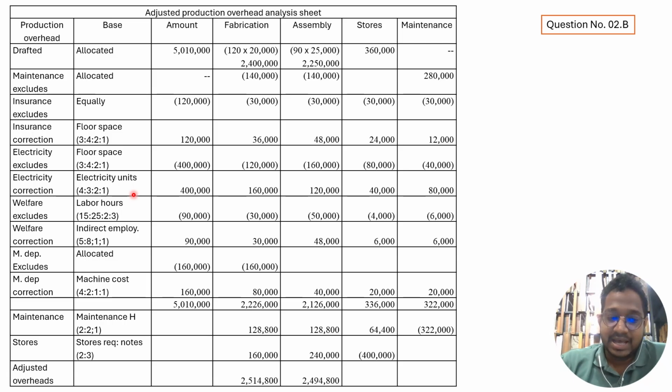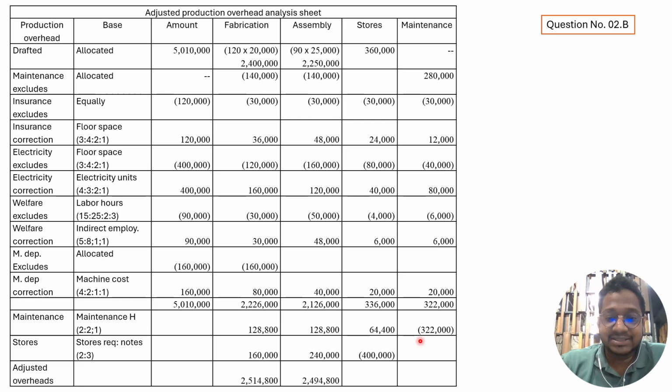And then the welfare, same thing. They distributed welfare based on labor hours, that's incorrect. So you have to exclude that, and again distribute based on the number of indirect employees. And the machine depreciation, they directly allocated to fabrication only. That's also incorrect. You have to exclude that, and then again distribute based on the cost of the machines for each department. And then you can get the totals.